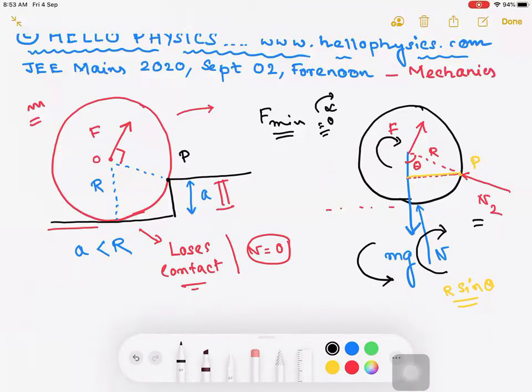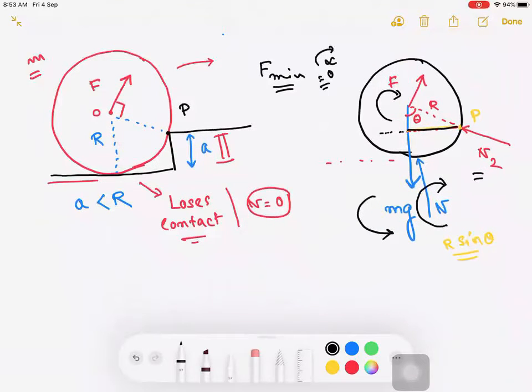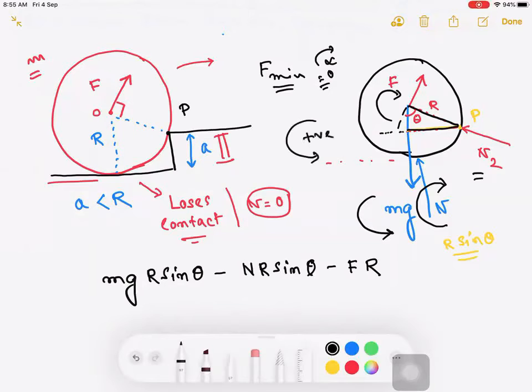What is the moment of Mg? That should be Mg multiplied by the perpendicular distance of the line of action of Mg, which is nothing but this length, which we have just found out. So mg times R sine theta is the moment given by mg. What about N? N is also acting along a line which is at the same distance R sine theta. So minus N R sine theta. What about the moment given by the force? The force is acting along a line which is at a distance of R. So the moment given by the force F is also minus F into R. Why are these minus? Because I have taken the anti-clockwise sense as the positive direction, and this must be equal to 0. Okay, now understand.